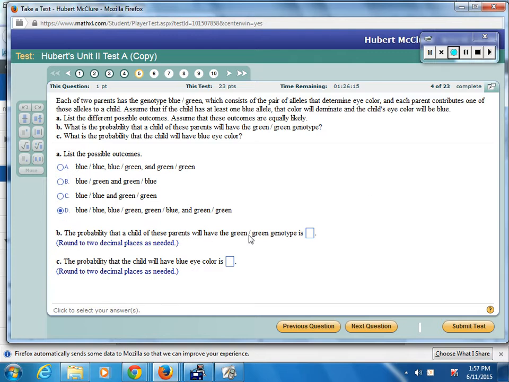Probability that the child's green-green would be 1/4, 0.25. And the probability that the child will have blue eyes is what? 0.75, whatever you say. I'm going to the next problem. I'm looking up here and trying to do everything at the same time.